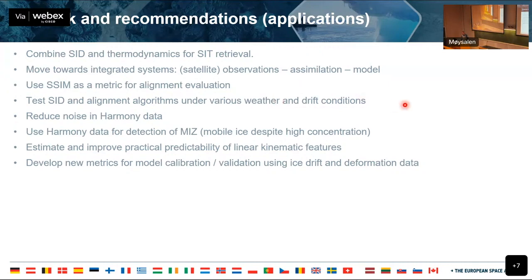And sea ice drift and alignment algorithms. It would be nice to reduce noise in Harmony data. I don't know how, but maybe we can task the engineers and eventually put some higher requirements for the Sentinel next generation, for example. It can also be interesting to use Harmony for detection of marginal ice zone where the ice becomes more mobile despite very high concentration, unlike unbroken ice, which is less mobile.